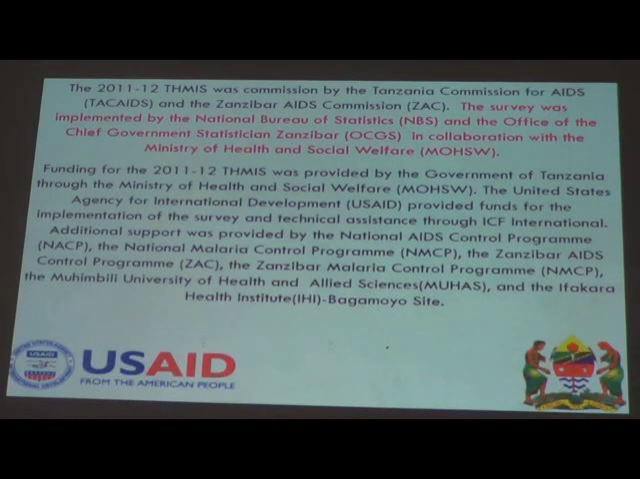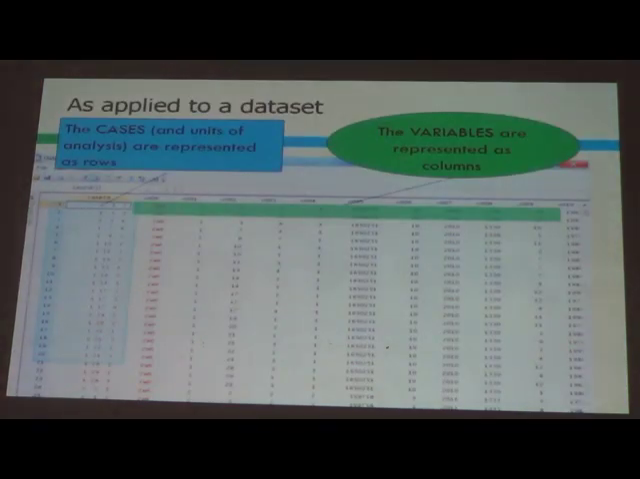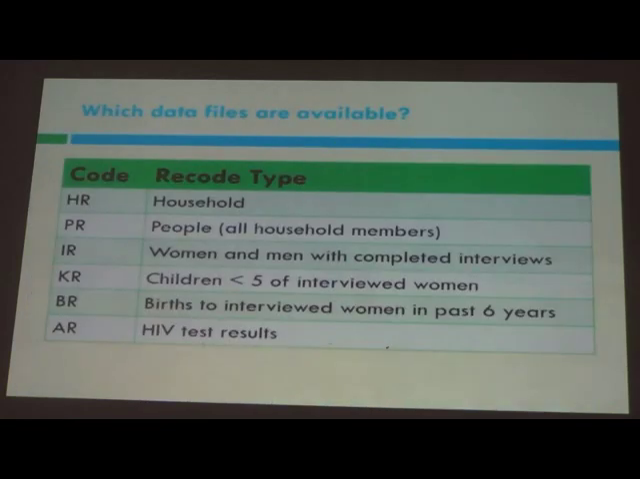This data comes from different institutions, but I won't waste time. This is how the data set looks. You have columns with the different variables and the rows representing individuals, cases. And these are the types of files available.